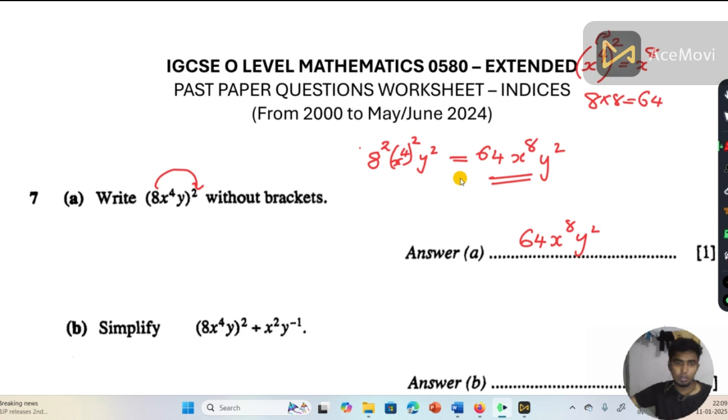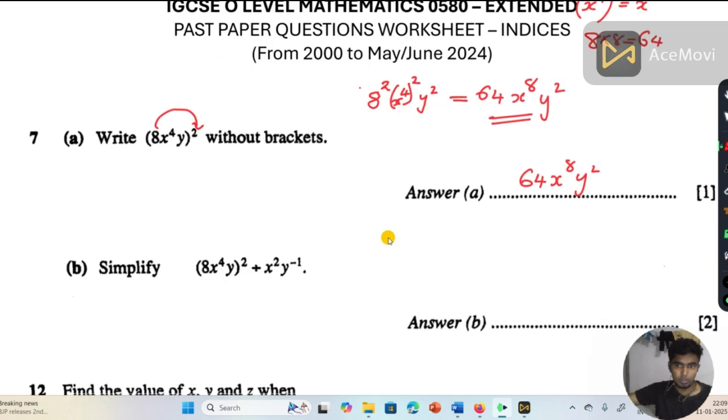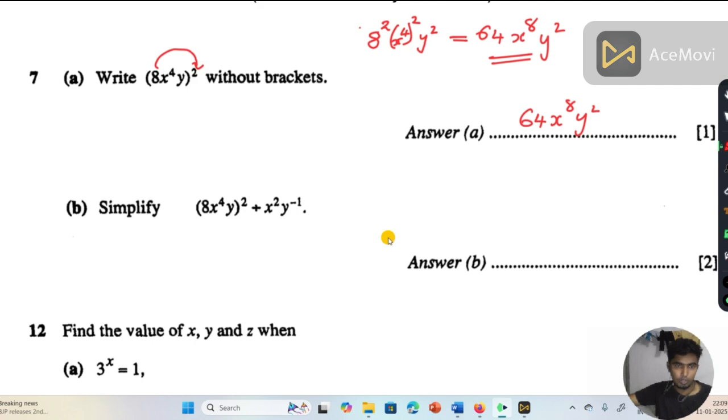Then the second question is part B from the A. Simplify (8x^4 y)^2 plus x squared y raised to minus 1. This portion we already simplified: (8x^4 y)^2 is 64 x raised to 8 y squared. Then plus x squared y raised to minus 1.